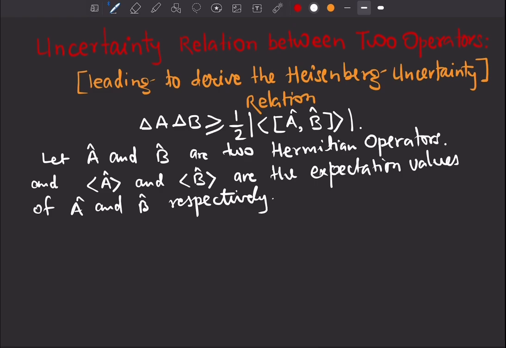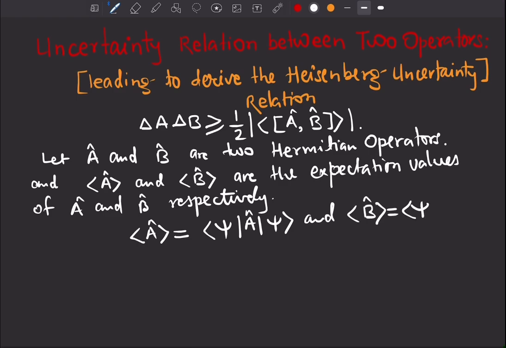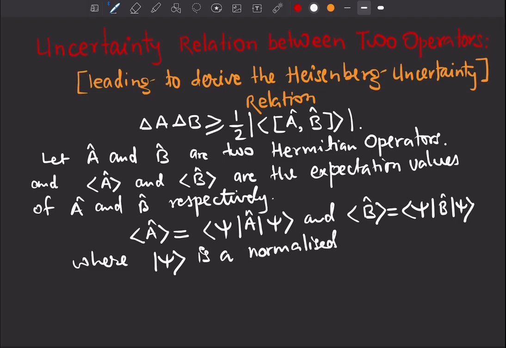That is, the expectation value of A is equal to bra psi A ket psi, and the expectation value of B is equal to bra psi B ket psi, where ket psi is a normalized state vector related to these operators.